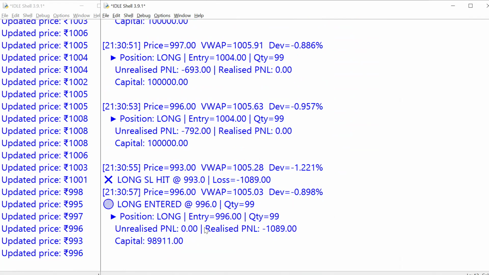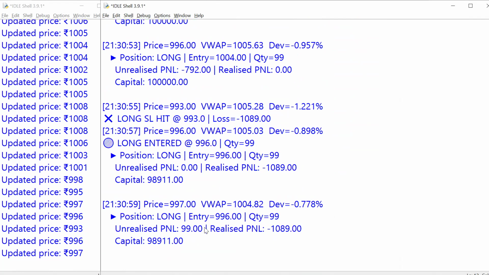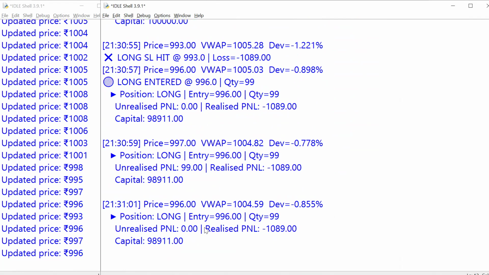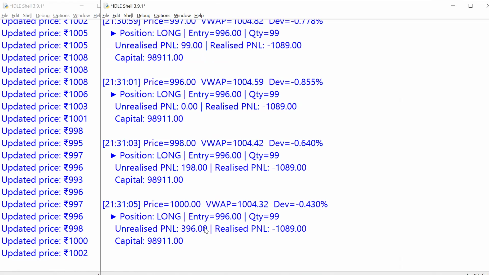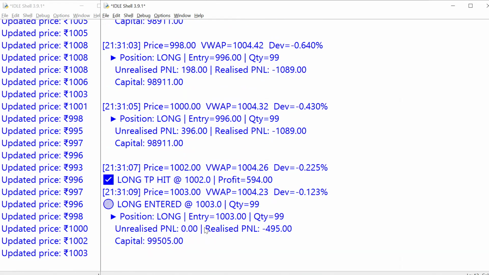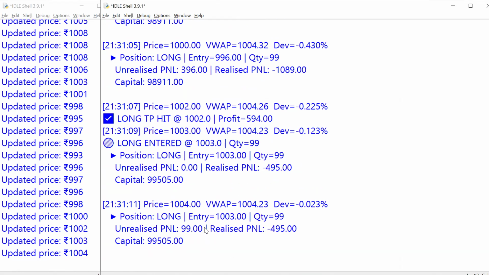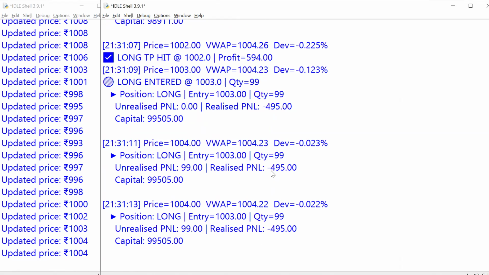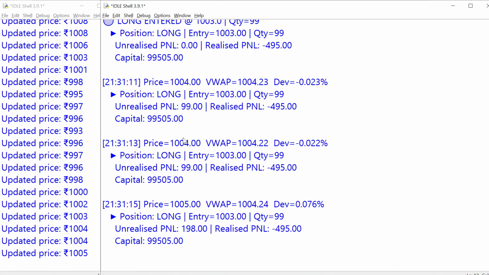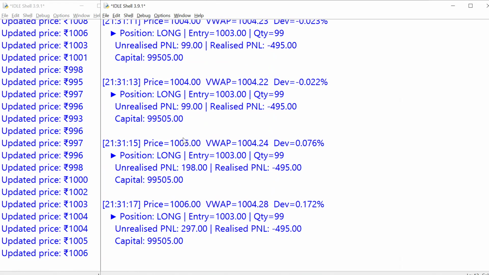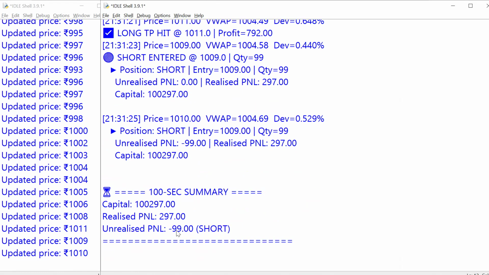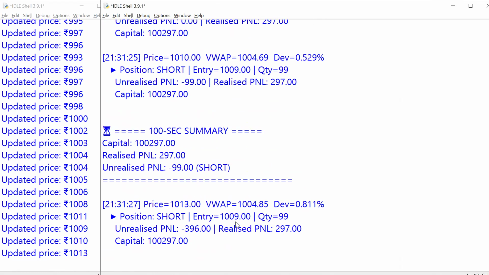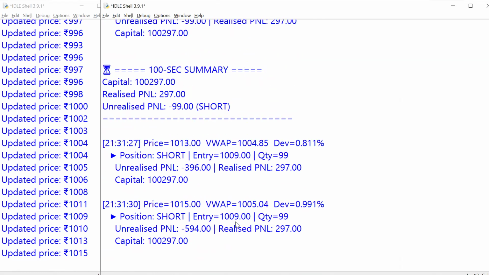Okay, the long SL is hit. We have booked the loss of 1000 rupees. It's completely okay. So we have the VWAP at 1004. Again, the realized profit is changed because we booked one more profit in the long position. Currently we are in a long position at 1003. We book one more profit over here. The summary is a 99 rupees loss after 100 seconds.